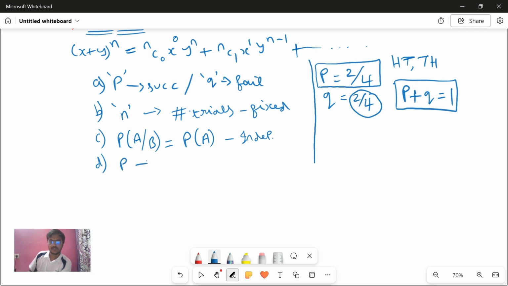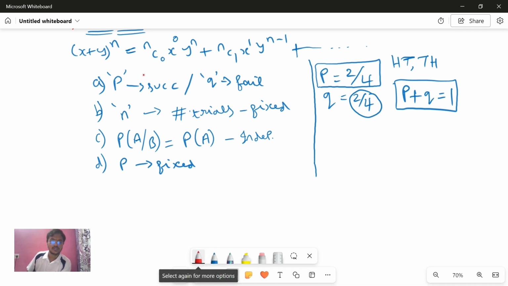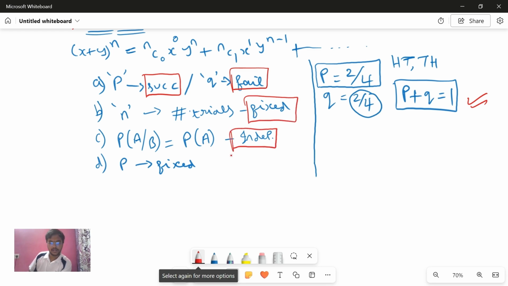Always p is fixed. So these four conditions, if you see them anywhere, then you can easily tell that binomial distribution is going to apply. So remember these conditions. I will just put it in red color so that you can understand. This one condition is success and failure, and when you add success and failure, you'll get one. This will be very useful. And one more thing is the number of trials is fixed, and the trials are independent, and the probability of success is also fixed. Understood?